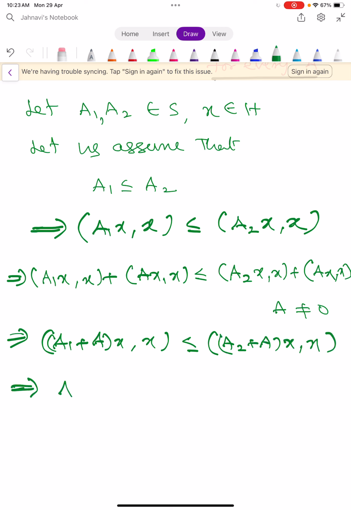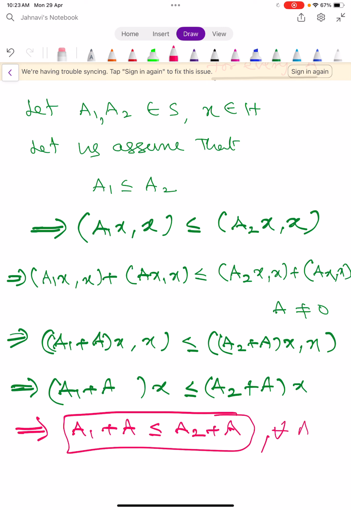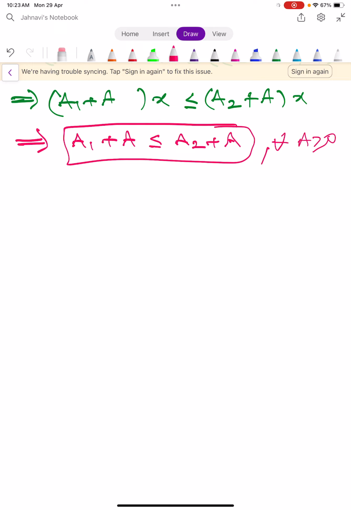This condition shows a1 plus a into x less than or equals to a2 plus a into x. I'm sorry, here it is a only, a1 plus a. This condition implies, because x not equals to 0, a1 plus a less than or equals to a2 plus a, which is the required result. This is true for all a greater than or equals to 0, for all non-negative operators.